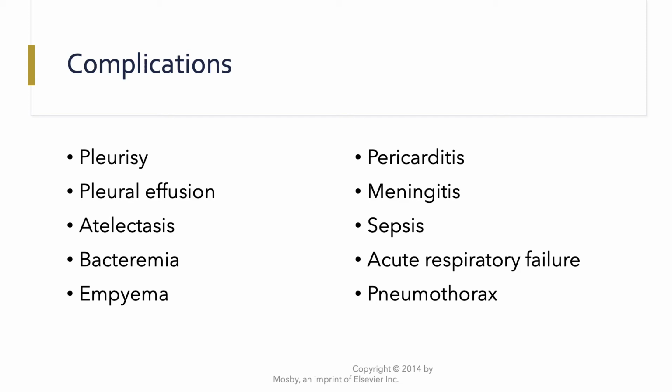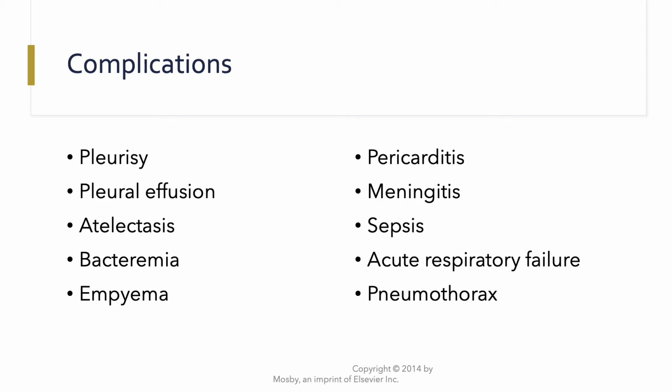If you think about it, the heart is positioned directly between the lungs. If the lungs are inflamed, the lining around the heart could become inflamed. Very severe complications are meningitis, for instance, if the infection spread to the meninges, the lining around the central nervous system, around the brain and the spinal cord. And then there's sepsis, which we discussed a couple weeks ago, sepsis and septic shock. There's acute respiratory failure. And pneumothorax.